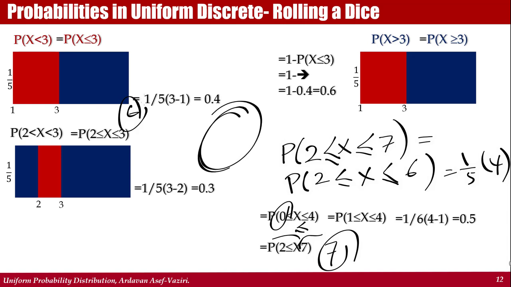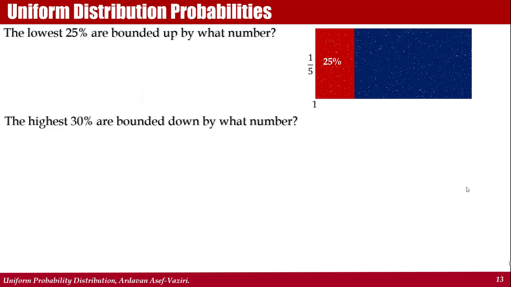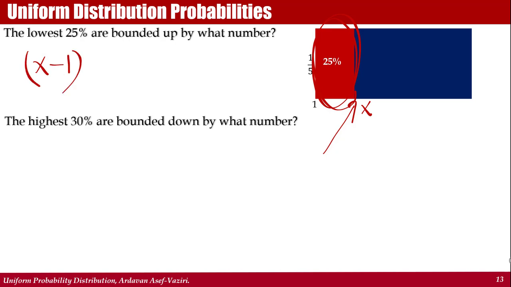So be careful. Probability of x being less than lower bound and probability of x being greater than upper bound is always 0. The lowest 25% of observations of the random variables is bounded up by what number? The problem is asking for what is the value here such that the probability to the left of that value is 25%. So if this value is x, we are talking about x minus 1, which is the width, multiplied by height, which is 1 over 5, and that probability should be equal to 0.25.